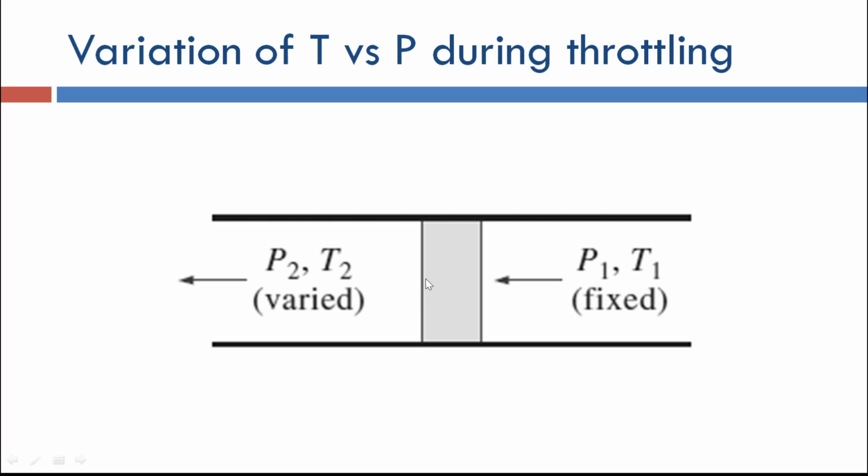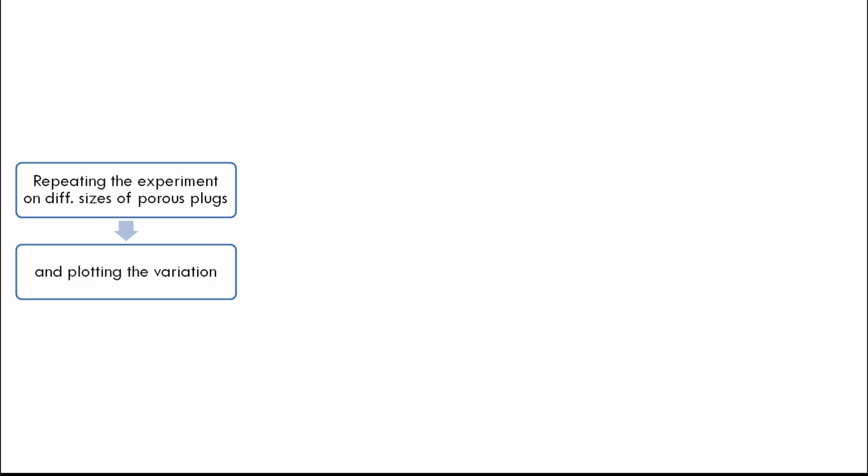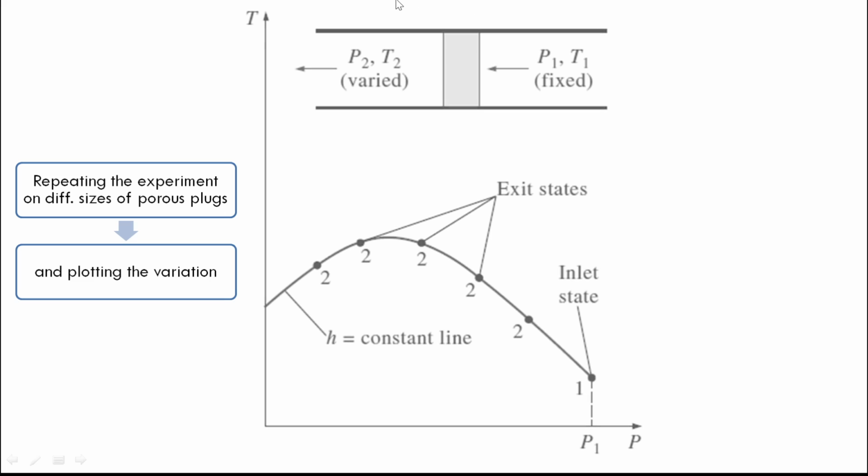So we are going to conduct an experiment and we are going to plot the variation of temperature and pressure on a PT diagram. So repeating the experiments on different sizes of porous plugs. Initially, for a particular pressure and temperature value, the final pressure and temperature is calculated and noted down, and repeating the experiment for different sizes of porous plug and plotting the variation, you will get a curve like this.